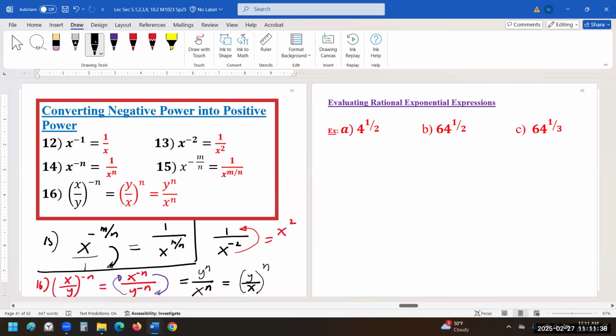Now let's do some examples. 4 to the 1/2 power. Anytime you see a 1/2 power, you can actually turn it into a square root, because we always worked with square roots, so square root looks familiar. So you can turn that into a square root and you have your 4. What is the square root of 4? 2.